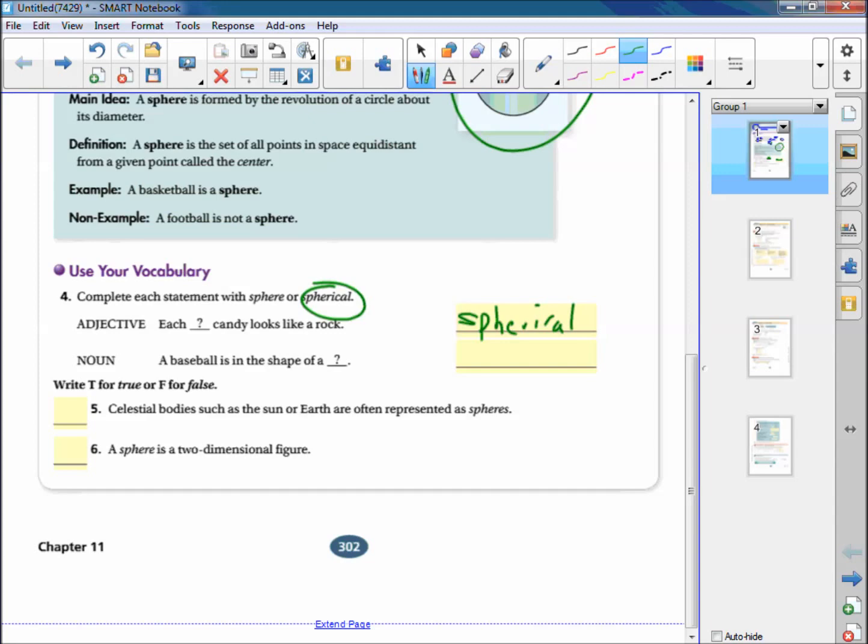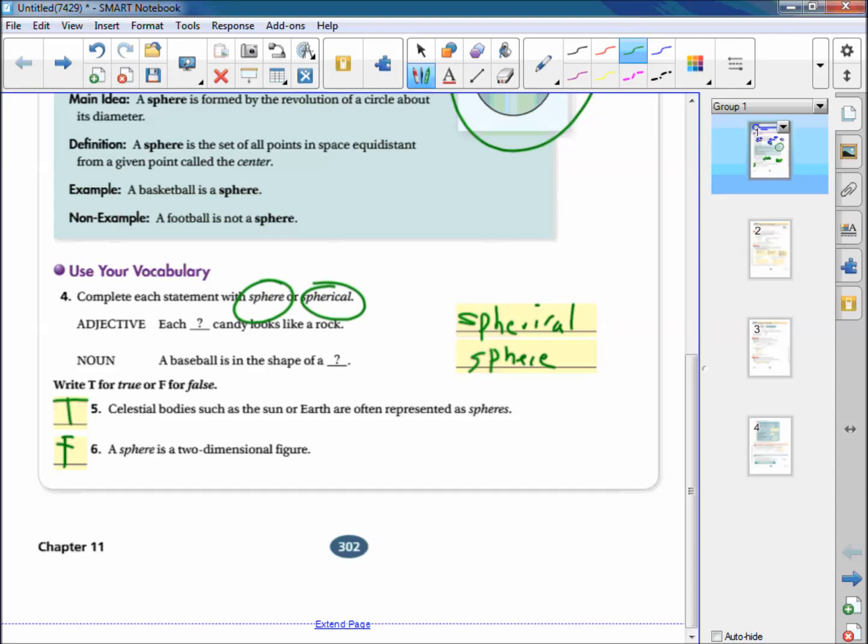Okay. A baseball is in the shape of a sphere. All right, true or false? Celestial bodies such as the sun and earth are often represented as spheres. This is true. Most celestial bodies are sphere-like. They're not perfect spheres. Okay, a sphere is a two-dimensional figure. This is false. It's a three-dimensional figure.